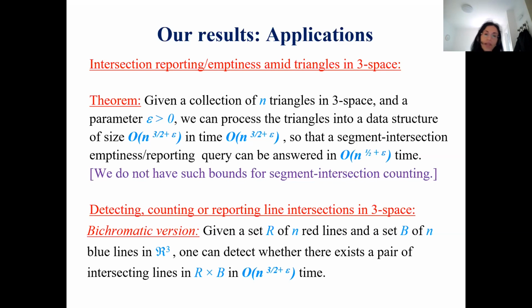We currently cannot tell whether this is doable or whether there is an actual lower bound that is hidden here. I think it's a very interesting question to understand this gap. Another application, the one that I discussed before, is detecting, counting, or reporting line intersections in 3-space. Like I said, we consider the bichromatic version. We have a set R of n red lines, a set B of n blue lines, and detecting whether there is a red-blue intersection costs n to the 3/2 plus epsilon.